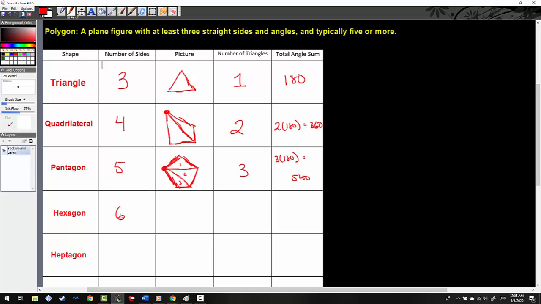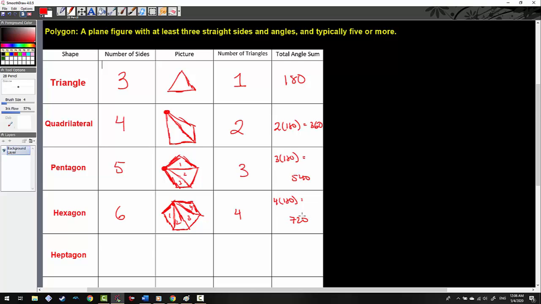A hexagon has 6. Again, I'll just draw a hexagon real quick, like this. And then, again, I'll just choose one of the vertices. It doesn't matter which one. I'll choose this one at the top right corner. If I link up to this vertex, it doesn't do anything. But link up to this vertex, this vertex, this vertex, and then this one doesn't do anything. Count the number of triangles. There are 4 of them, which means 4 times 180 is going to give me 720.